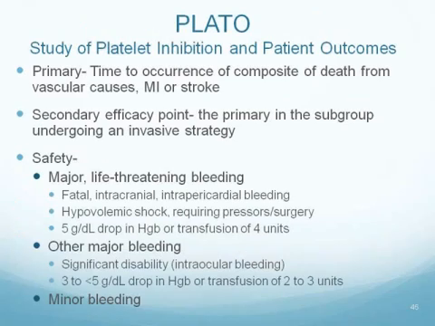So the Plato study, again, was a large study of over 18,000 patients. It was multi-center, randomized, and again, it was an international study. The primary endpoint was the time to occurrence of death from vascular causes, MI or stroke. And then another, what they called secondary efficacy endpoint, was to look specifically at the subgroup of patients who were undergoing a PCI. And of course, they also looked at major bleeding as well as minor bleeding.